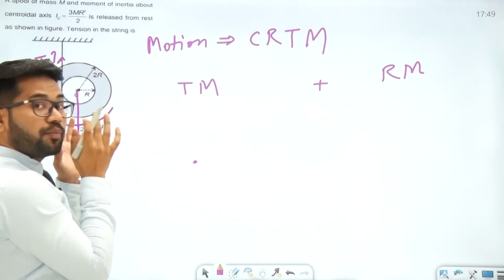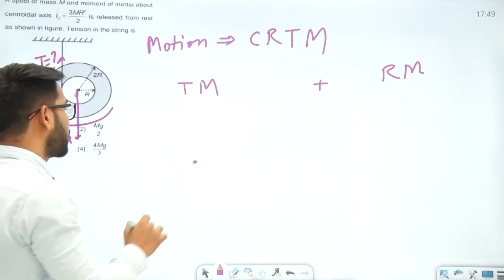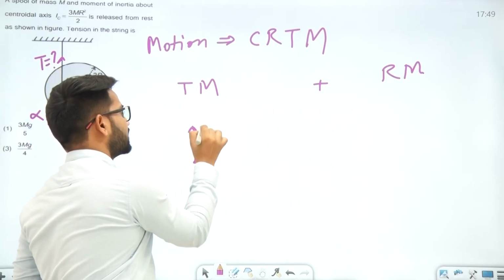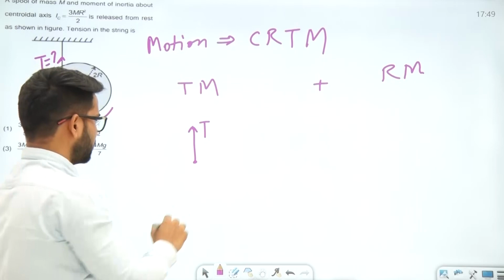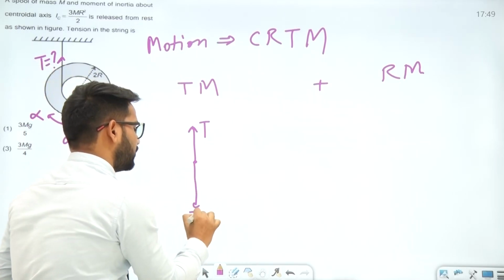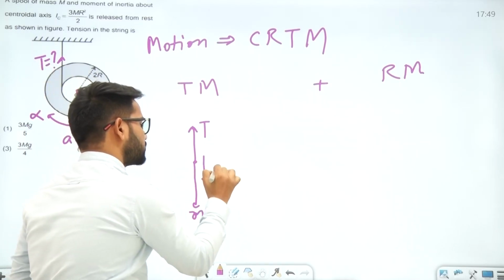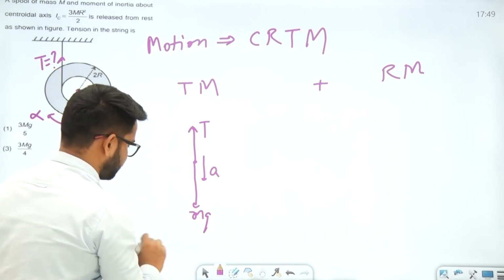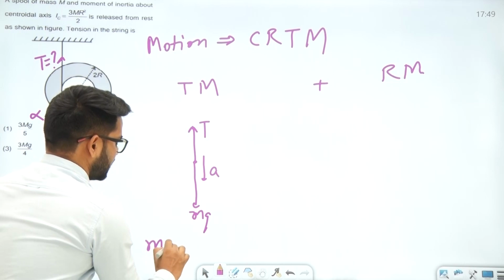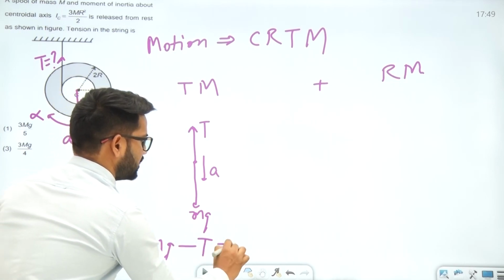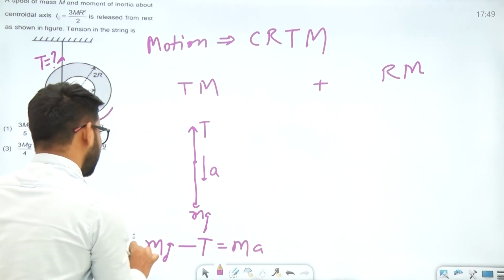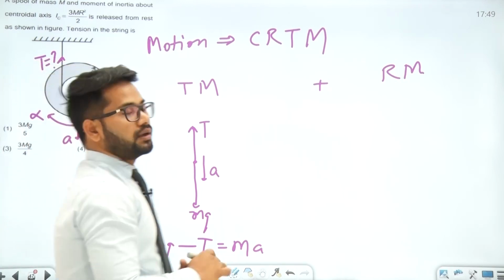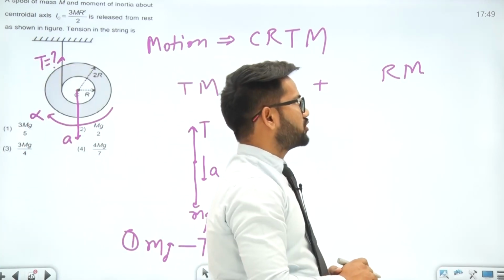For translation, what you'll do? You'll replace the body with a point object, and you can show the forces with direction: tension force upward, mg downward. It's going downward, so acceleration. Now you can write the force equation, mg minus T equals ma, right? Now let's go for rotational motion.